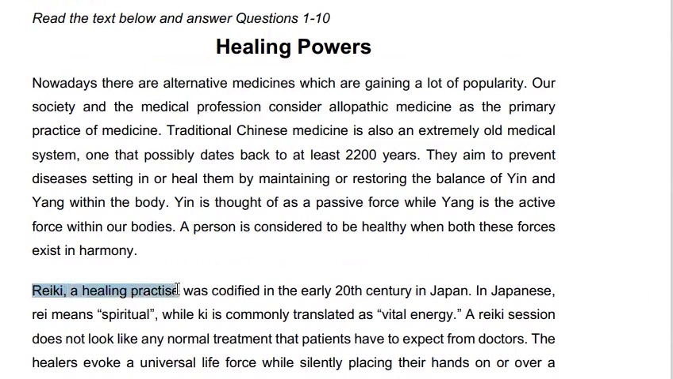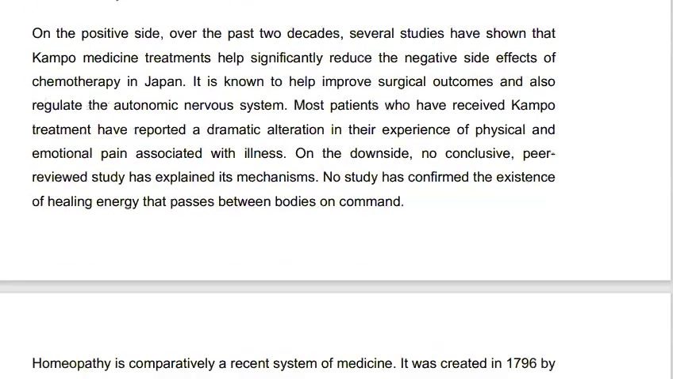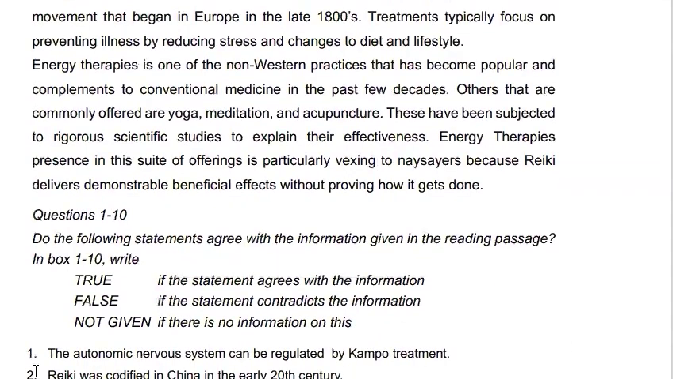It is saying Reiki, a healing practice, was codified in the early 20th century in Japan. So the sentence is saying that Reiki was codified in the early 20th century, yes, but not in China. It was codified in Japan. So since the information is contradictory, the answer to question number 2 would be false, because Reiki was not codified in China. It was codified in Japan.